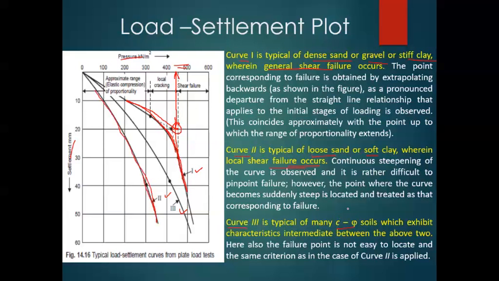In c-phi soil, both cohesion and the angle of internal friction are present, both having some measurable magnitudes. C is in terms of kilonewton per meter square, and phi is the angle of internal friction measured in degrees. If the soil possesses both parameters, we call it c-phi soil, which exhibits intermediate characteristics. Take curves 1 and 2, and the third curve lies in between these two curves.